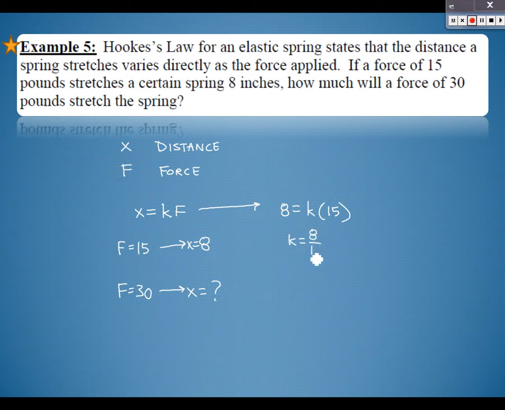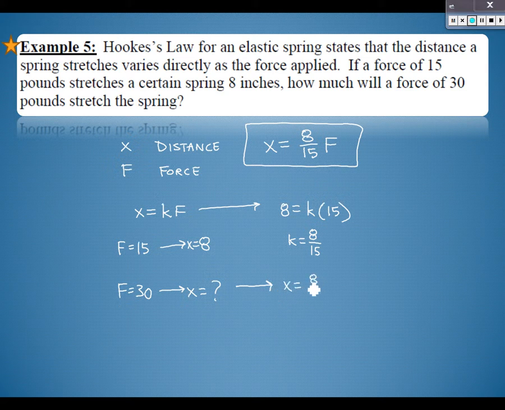Yeah, 8 over 15. And then our equation is x equals 8 over 15 times f. So now, if we plug in 30, what do we get? x equals 8 over 15 times 30. Those cancel out. We get a 2. Then you just multiply and you get 16 inches.